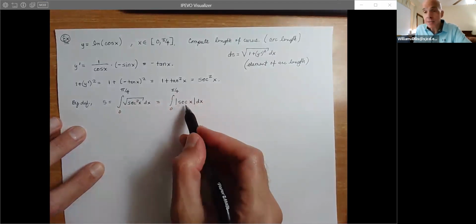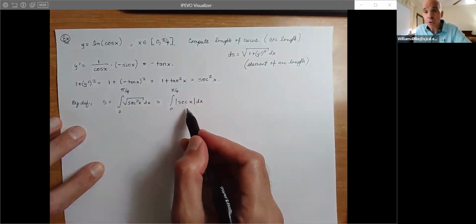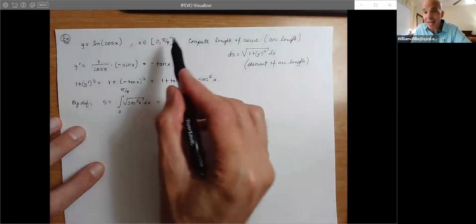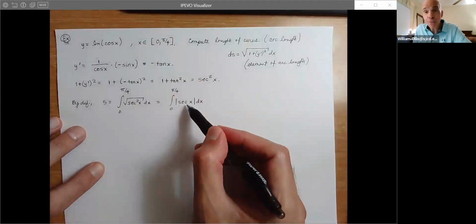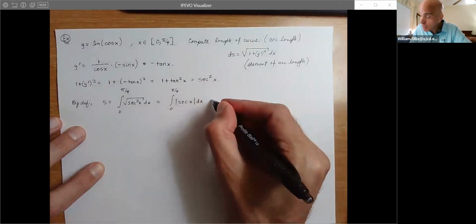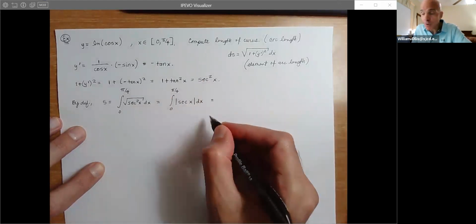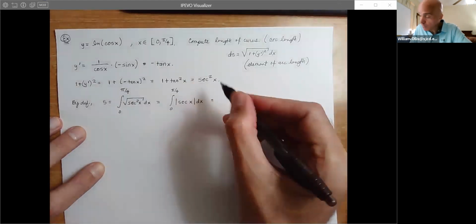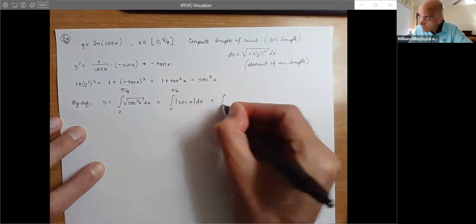So now, again, the secant function is the reciprocal of the cosine. The cosine is nice and positive here, so its reciprocal is also. So now we can relieve ourselves of the absolute value since the secant function behaves like the cosine function over that interval.